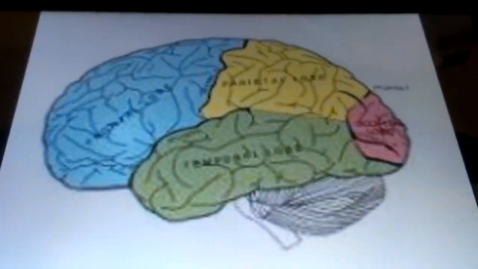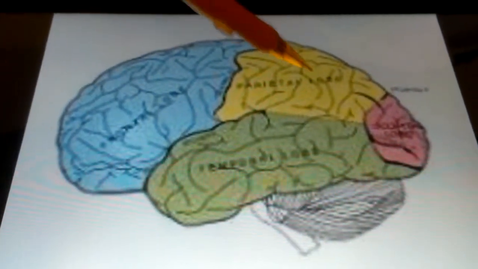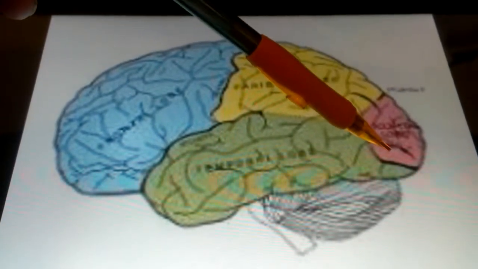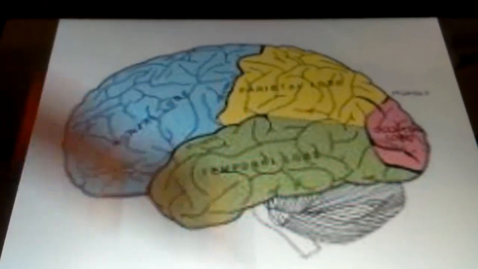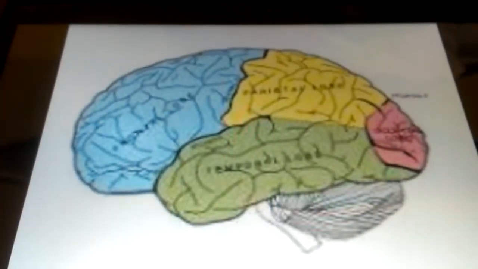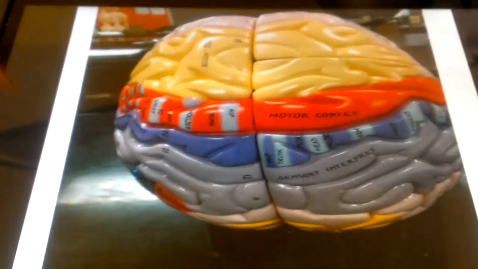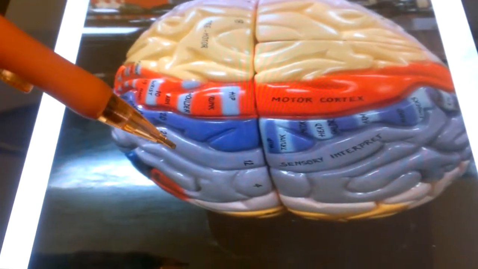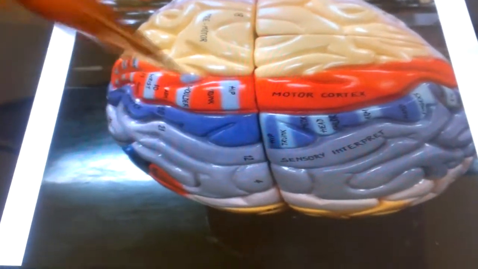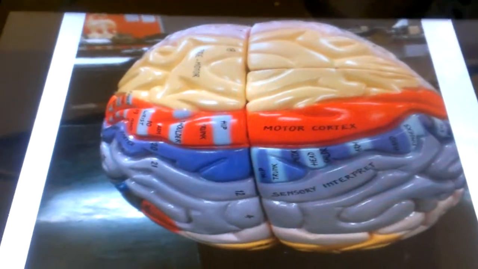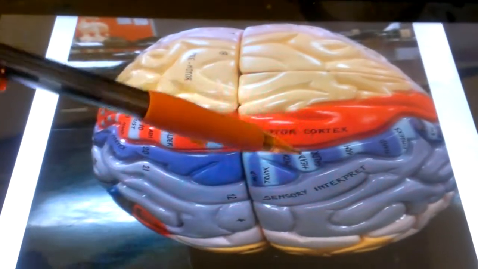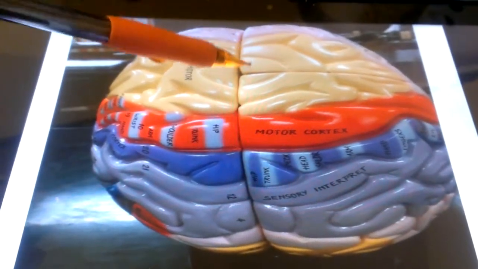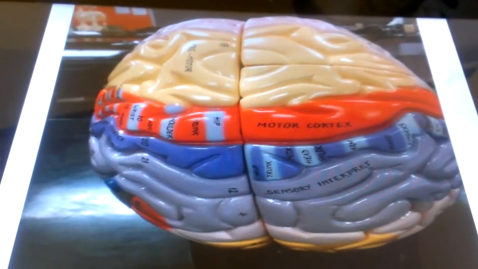Here are four lobes of the brain. We have the frontal lobe, the parietal lobe, the occipital lobe, and the temporal lobe. Now, the cerebrum has folds called gyri, and it has shallow grooves called sulci. Then we have the left and the right hemisphere, which is divided by the longitudinal fissure.